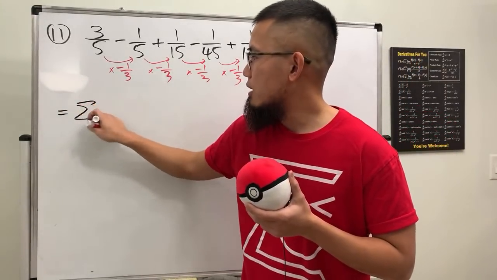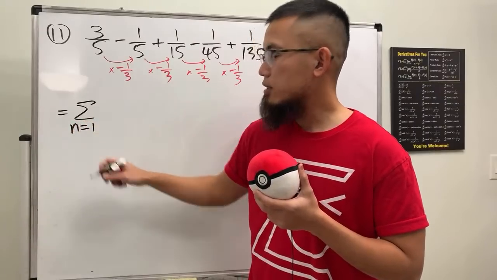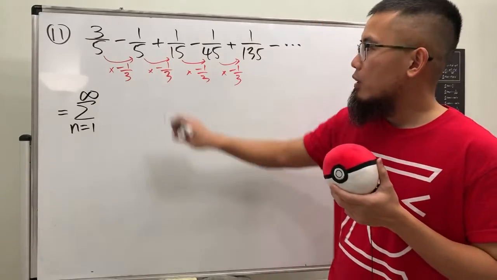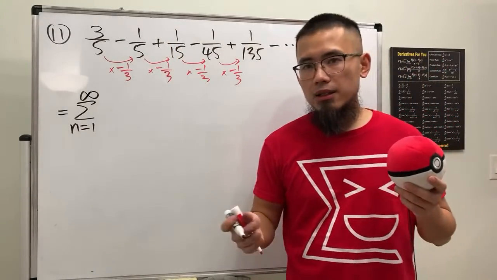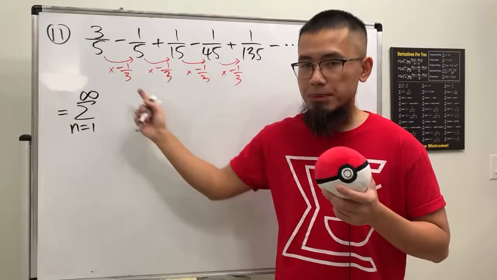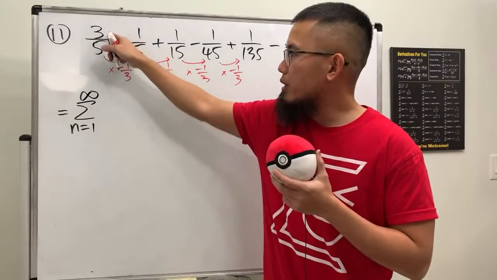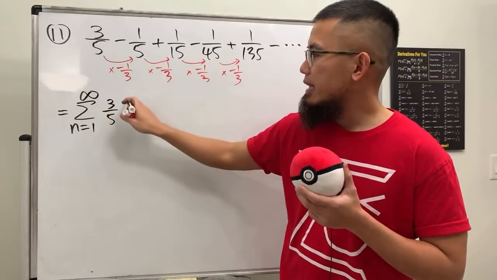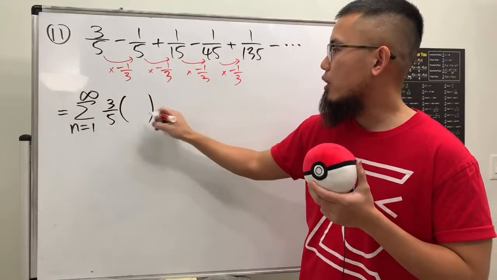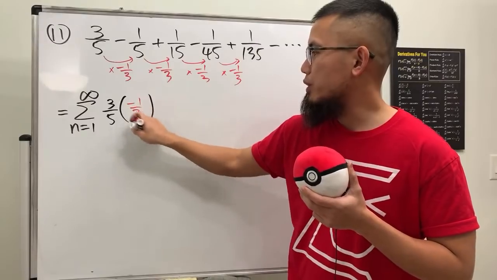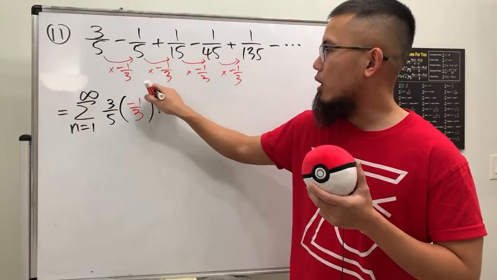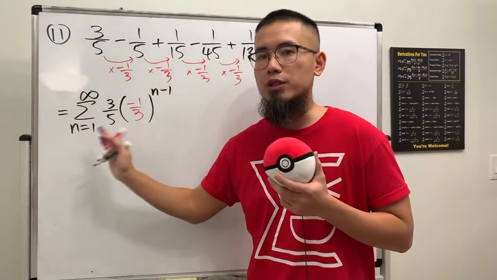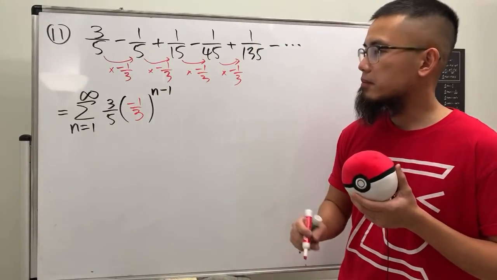So I'll put down the summation. Let's start with 1, right? As n goes from 1 to infinity. Well, write this with the explicit formula. You go ahead and put down the first term, which is 3 over 5, and then you multiply by the common ratio, which is negative 1 over 3, and then raise to the power of n minus 1, because n starts with 1, right? So that's what we have.